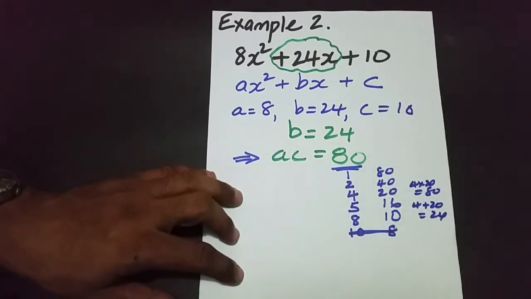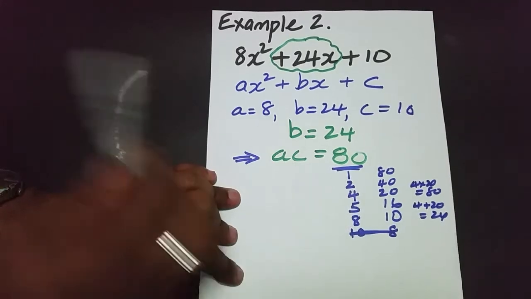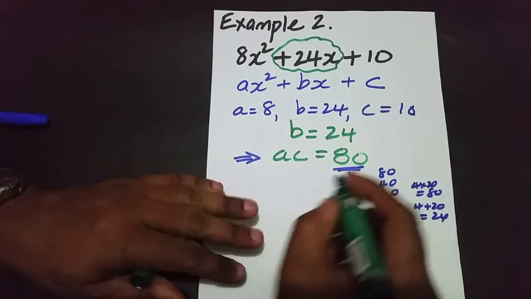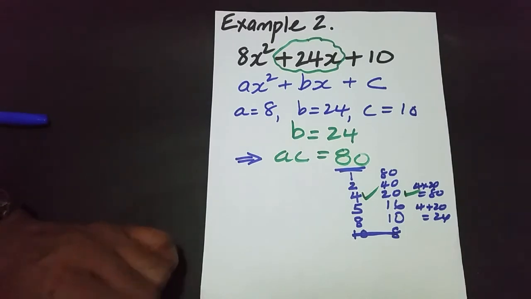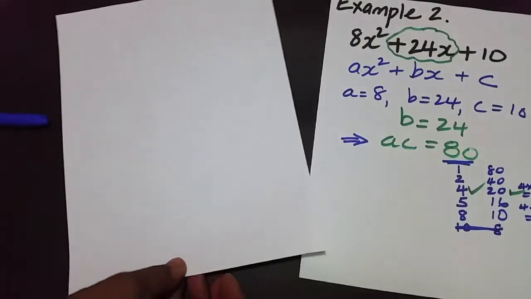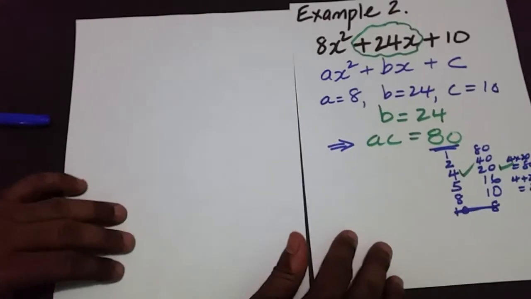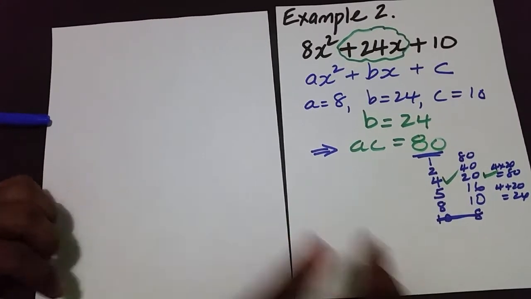Okay, so now I know how to split this, because I'm going to split this using positive 4 and positive 20. So essentially that's how I'm going to split the 24x. So it's going to become 4x plus 20x. And I'm going to proceed here with the solution to this question. So I'm just going to come here so we can see everything together. So I'm going to proceed now with the solution.